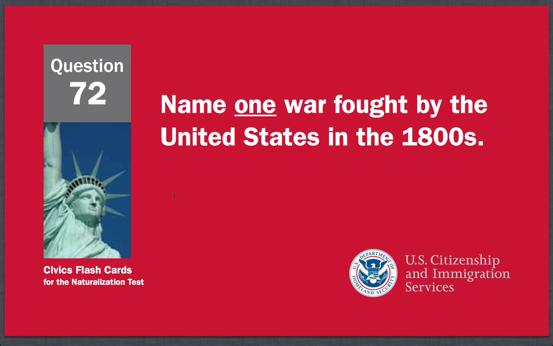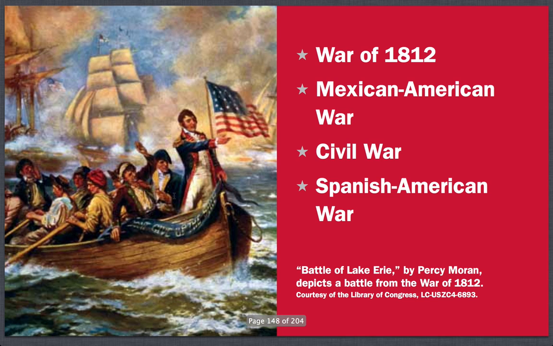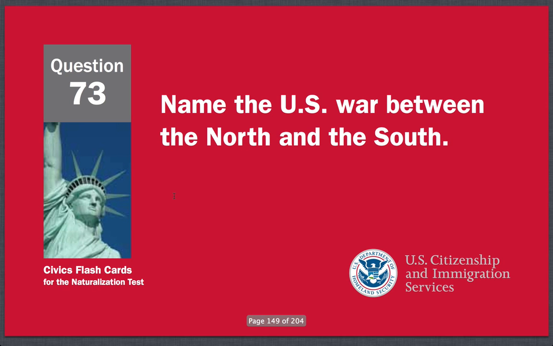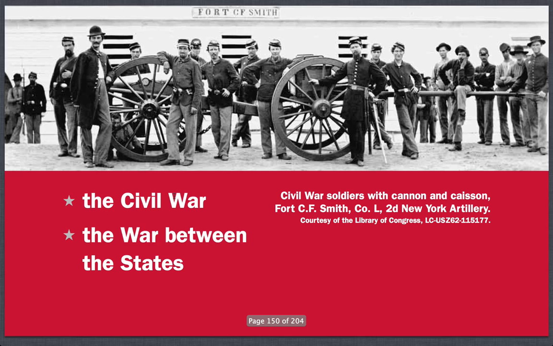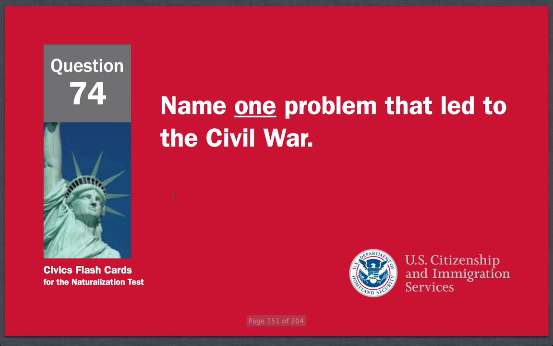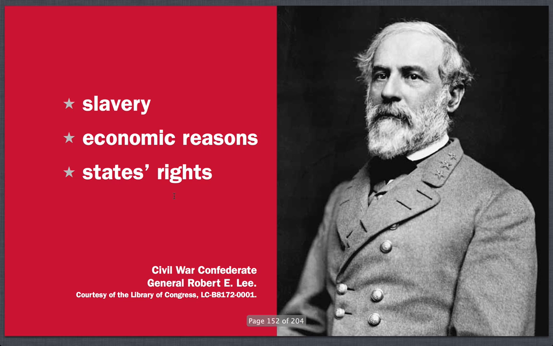Name one war fought by the United States in the 1800s: the War of 1812, Mexican-American War, Civil War, Spanish-American War. Name the U.S. war between the North and the South. It was the Civil War. Name one problem that led to the Civil War. Slavery, economic reasons, states' rights. So slavery is usually the well-known one.